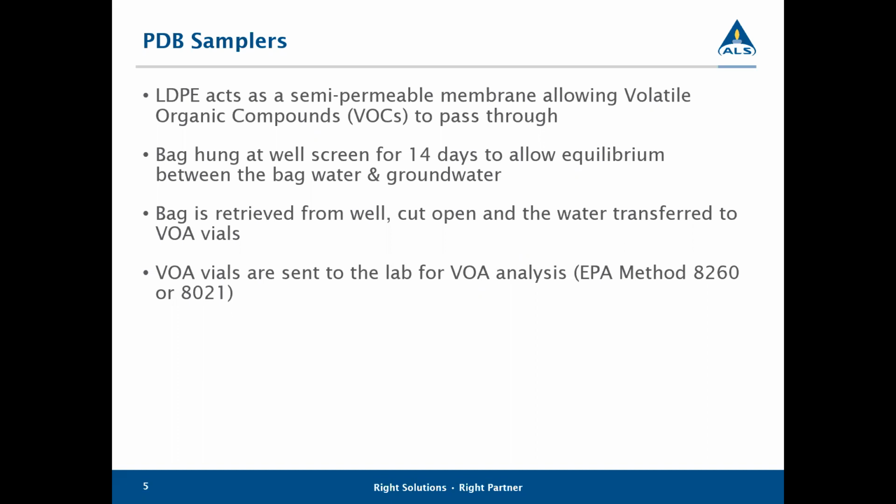So bags are easily retrieved from the well, cut open, transferred to the VOA vials. No additional parts are necessary. No real storage space is necessary. The handling is pretty easy in the field. Deployments and retrievals, they're super quick. And sampling into the vials is simple. You just snip off the top, pour it into your VOA vials, make sure you have no headspace, and send them off to the lab for your VOC analysis, typically by method 8260.